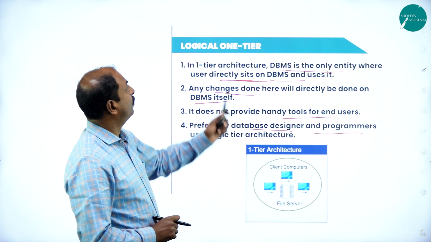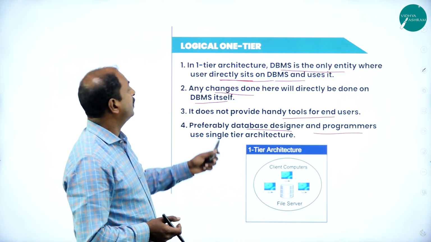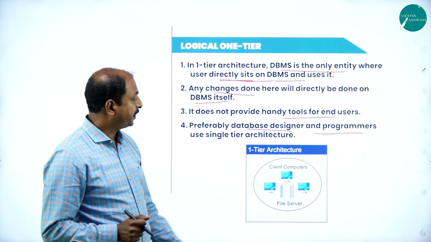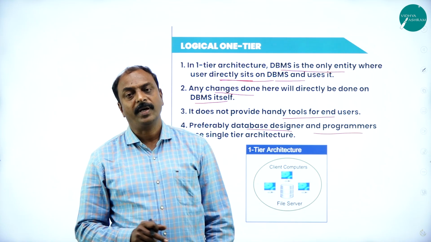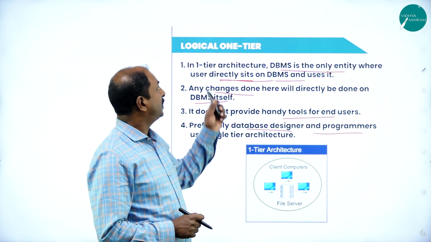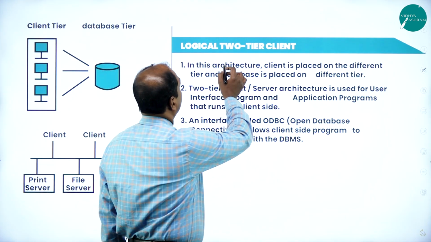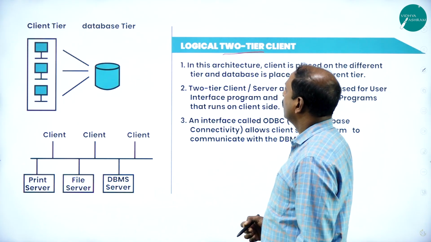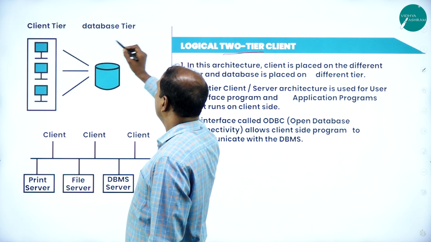So generally in one-tier architecture, only the software people, database designers or programmers work with the database directly. They will have the knowledge of the database and other details. So this is one-tier architecture. Next one is logical two-tier client-server architecture. Look at this diagram here. This is the client tier and the database tier.